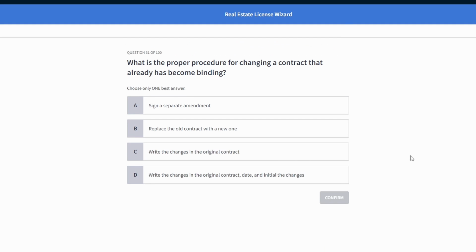All right, next one, 61. What is the proper procedure for changing a contract that already has become binding? Is it A, sign a separate amendment, B, replace the old contract with a new one, C, write the changes in the original contract, or D, write the changes in the original contract, date and initial the changes? So take a moment to think that one over, come up with your answer.